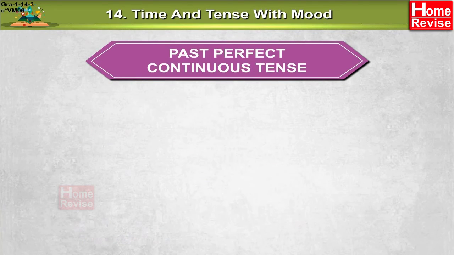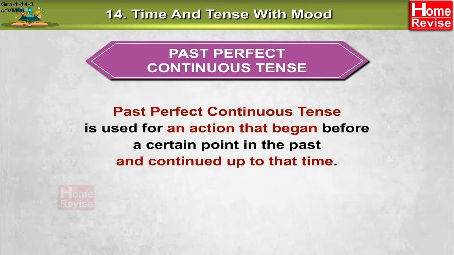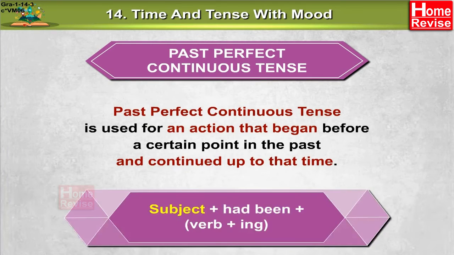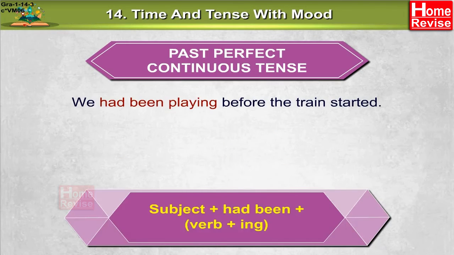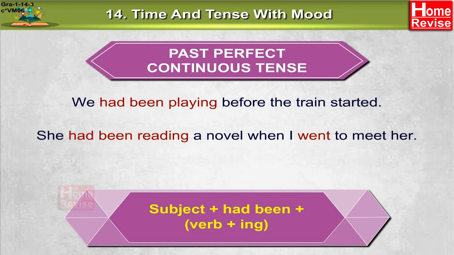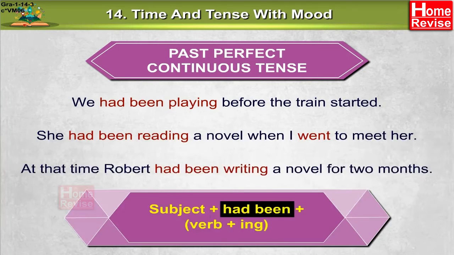Past perfect continuous tense. Past perfect continuous tense is used for an action that began before a certain point in the past and continued up to that time. Subject plus had been plus verb plus ing. We had been playing before the train started. She had been reading a novel when I went to meet her. At that time, Robert had been writing a novel for 2 months.